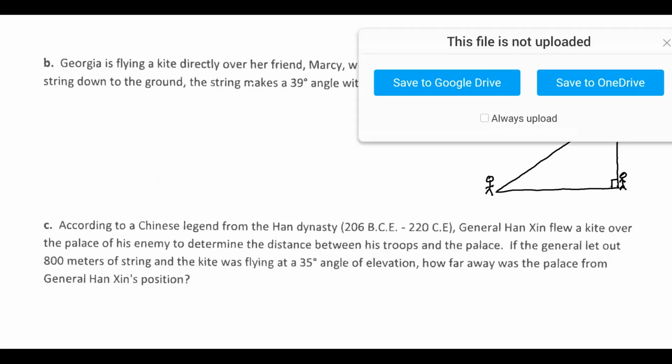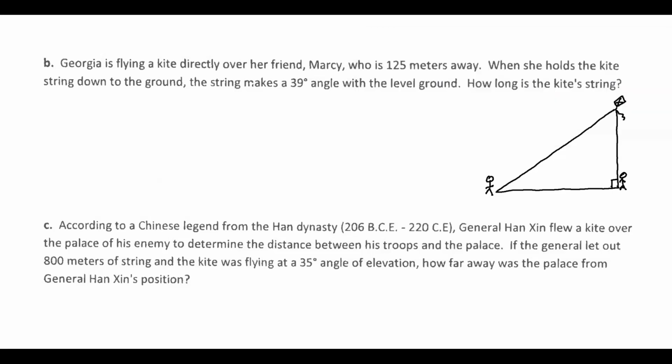We know the string makes a 39-degree angle with the level ground, so this is our angle of elevation. Remember, you always want to put your angle with the side that's horizontal, so it's either horizontal going up, or horizontal going down if it's depression. And we know Marcy is 125 meters away, so this is 125 meters. And then, how long is the kite string?